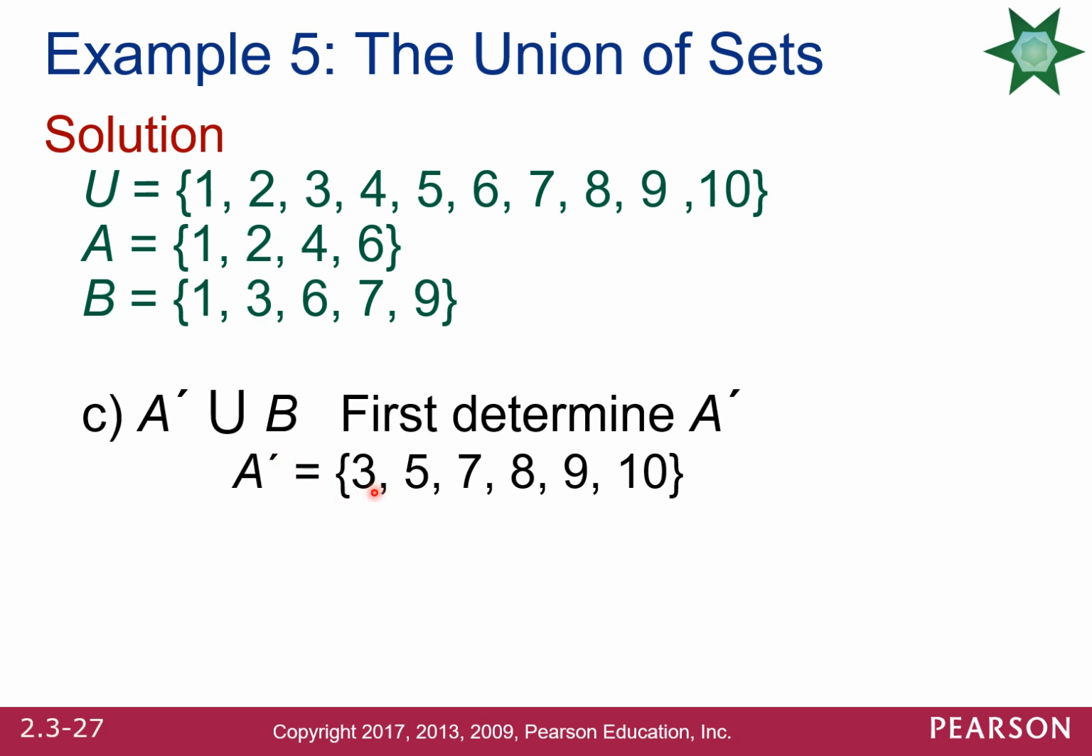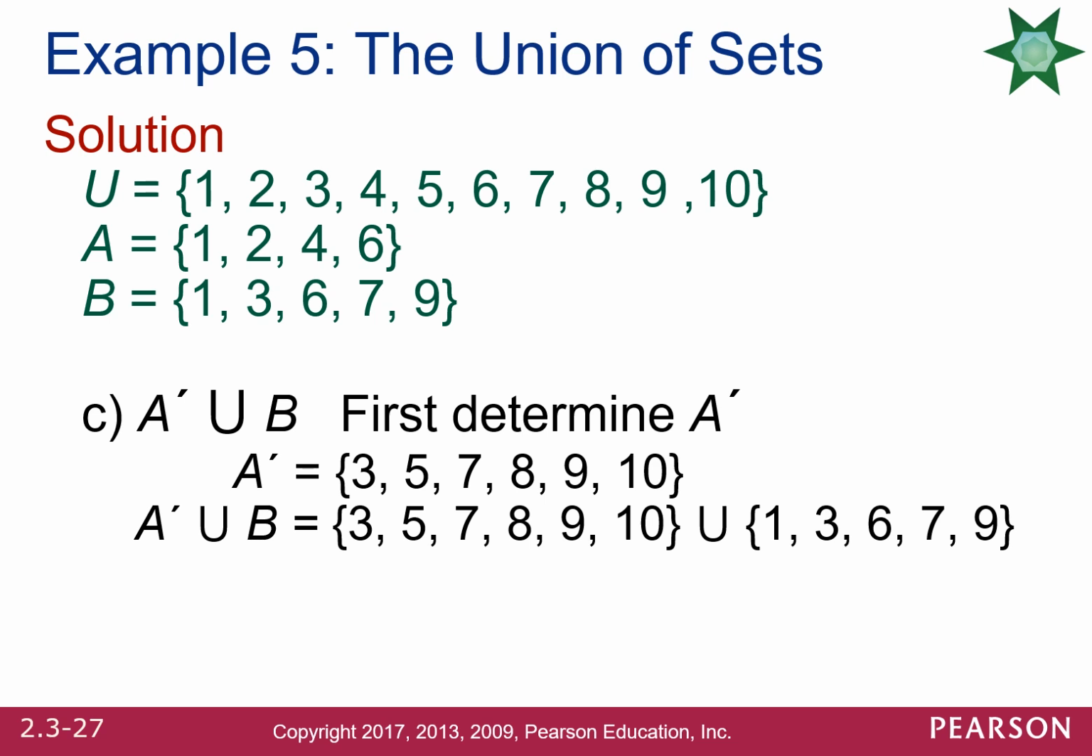And then we have to combine that with B, correct? So A naught union B, they have listed all the elements in A naught, and then the union with all the elements in B, for a result of 1, 3, 5, 6, 7, 8, 9, 10, right? 1, and then 3, then 5, then 6, 7, 8, 9, and 10.